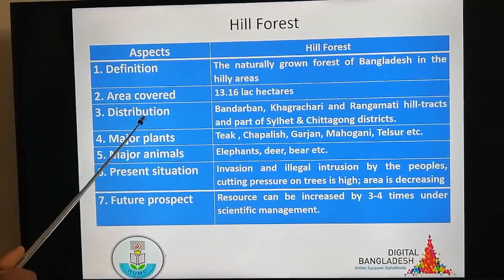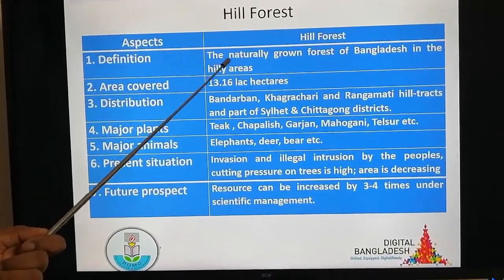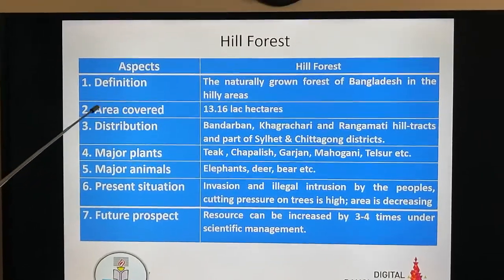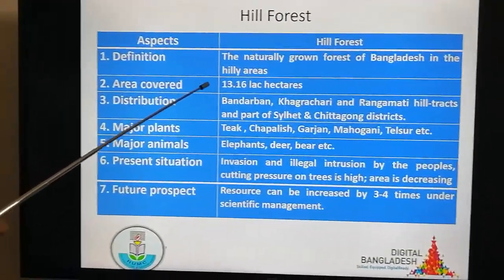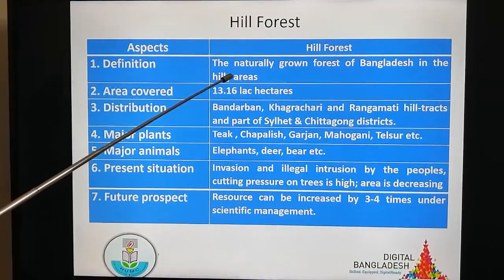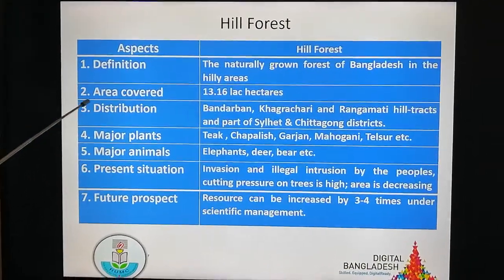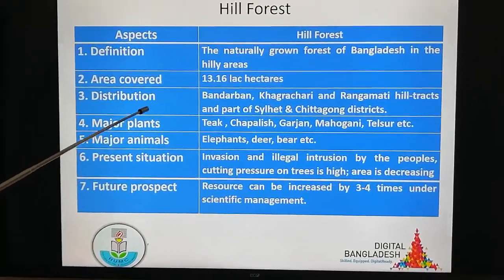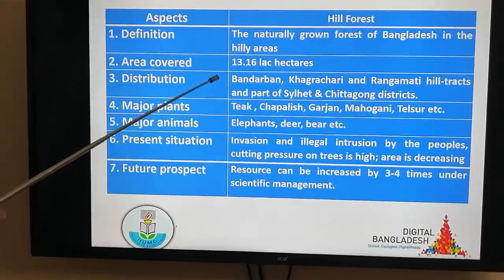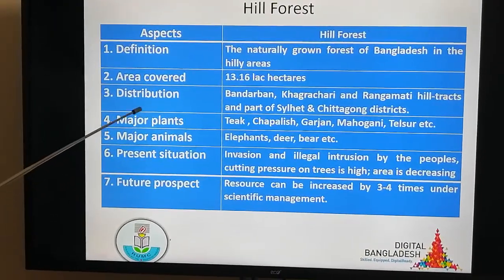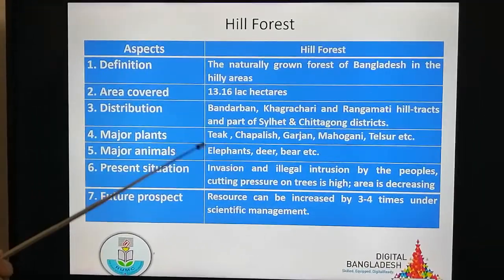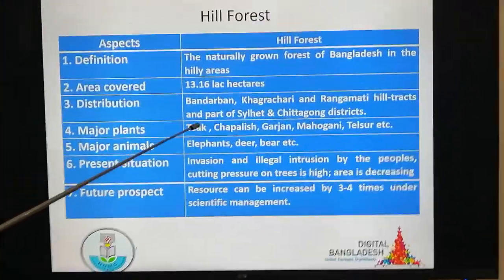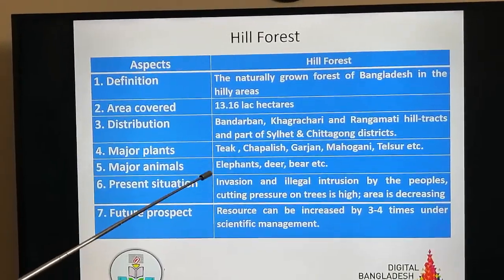How can we describe the features of hill forest? Just try to get the point. Its definition: hill forest is the naturally grown forest of Bangladesh in the hill areas. And what is its area? 13.16 lakh hectares of land is under hill forest. What is the distribution? Bandarban, Khagrachari, Rangamati hill tracts, and part of Sylhet and Chittagong districts is under hill forest.